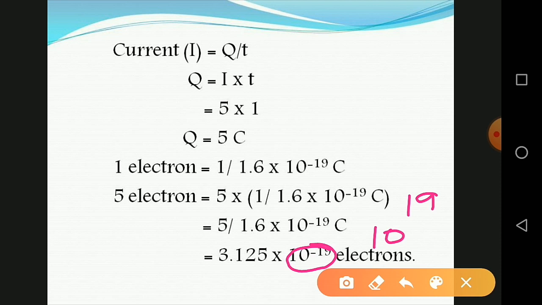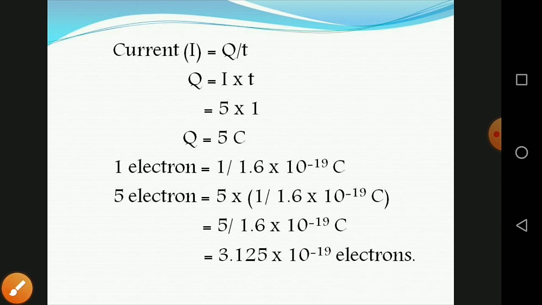So 10 to the power of 19, that means this comes to the numerator, the negative signs change to positive. So 5 divided by 1.6 gives 3.125 into 10 to the power of 19 electrons. So this is the correct one. So you change those values in your guide and you should write the correct answers.